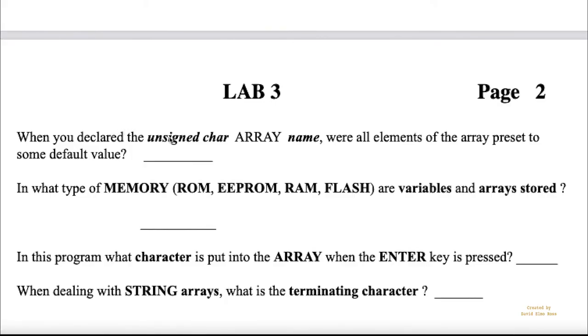So when we declared any unsigned char array, all the elements are random. There is no default value because arrays are put into random access memory, which has random values when you first power it up. Any arrays or any variables are always put into RAM. A character is put into the array when you hit the enter key. On PCs it's an enter key, on Macs it's a return. Value 0x0d, which is our carriage return. And what do you have in string arrays when terminated? The character is 0x00 hex, or you can put in quote \0 quote.